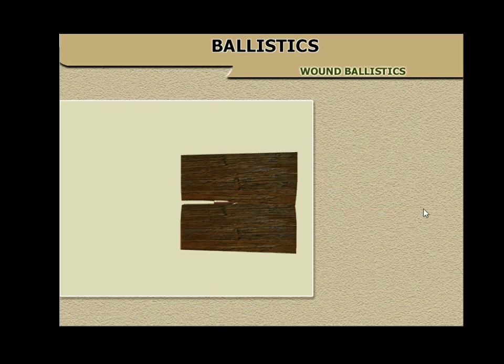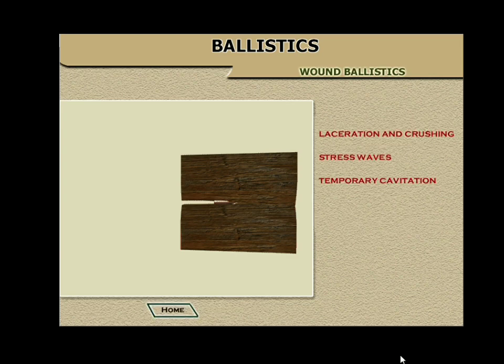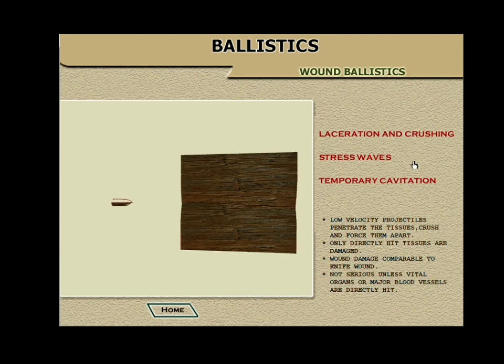Depending on its velocity, a bullet can cause injury in three ways. Laceration and crushing. The main effect of subsonic, that is, low velocity projectiles, is to penetrate the tissues and crush and force them apart. Only those tissues that have been directly hit are damaged, and the actual wound damage is comparable to that of a knife wound. The laceration and crushing effect is not generally serious unless vital organs or major blood vessels are directly injured.